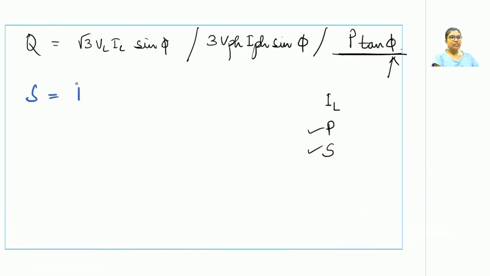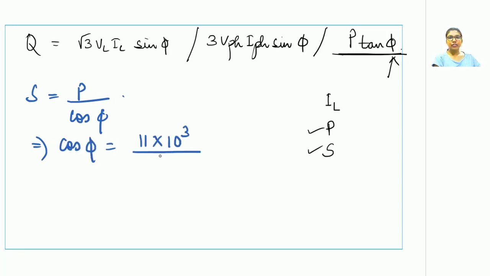So what can I write? S is equal to P upon cos phi. So cos phi would come out to be P upon S. P is given to be 11 kilowatts and S is given to be 15 kilovolt amperes. So that gives the value of cos phi as 0.7333.